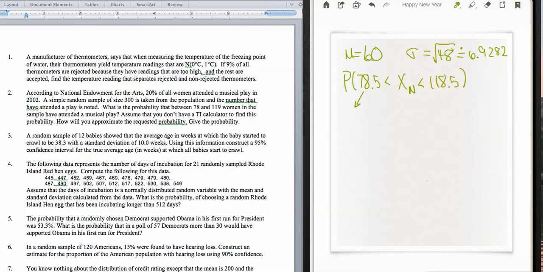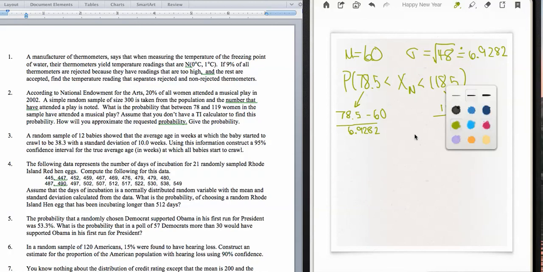So this score is standardized, this score is standardized. So 78.5 minus the mean 60, divided by my standard deviation 6.9282, and over here 118.5 minus 60, divided by 6.9282, and now I'll have my new probability. So my probability here puts me between two z-scores.